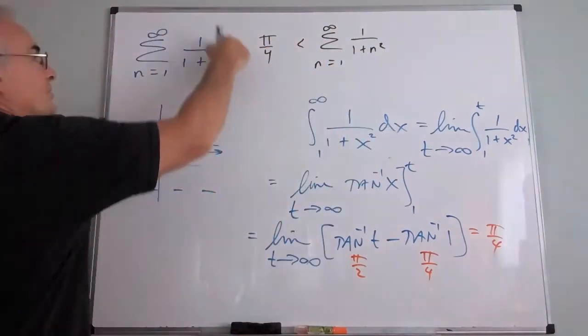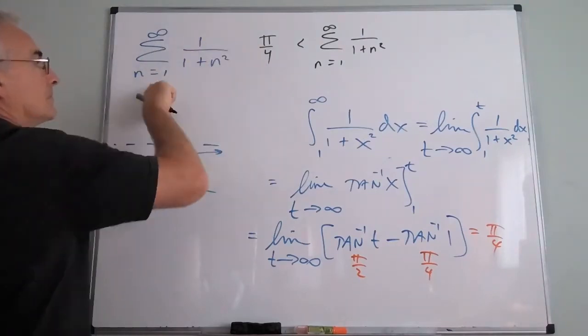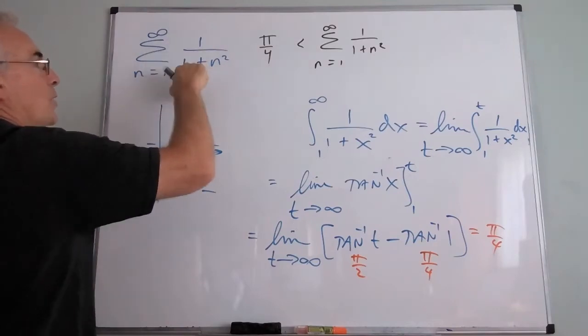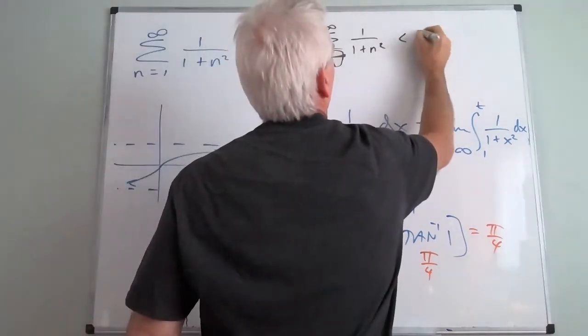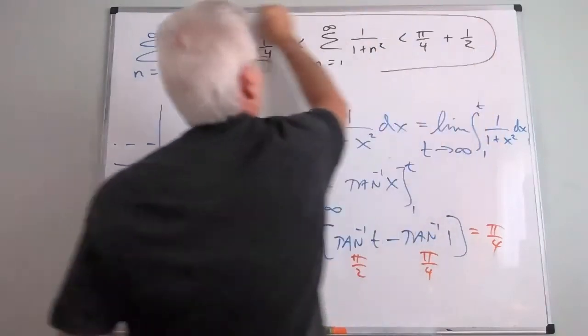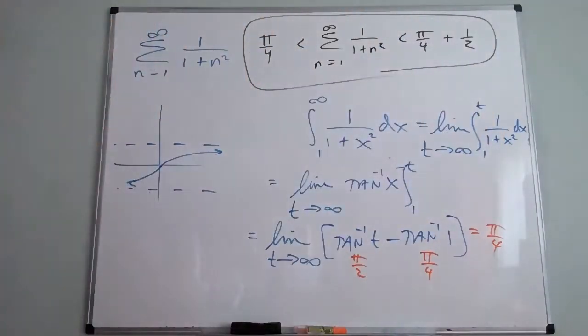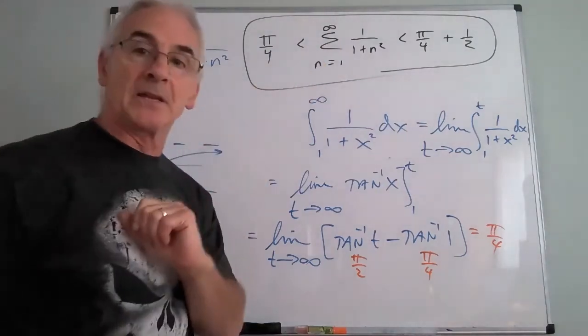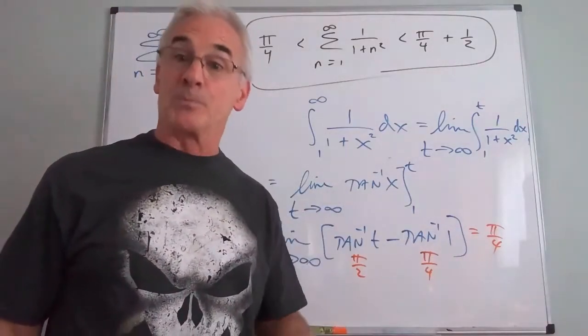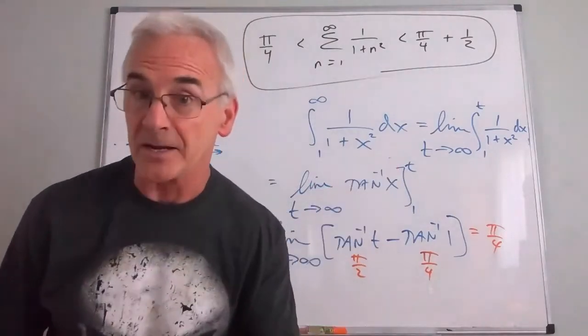What's the first term? 1/2. The first term is 1/2. This is what we just showed a moment ago. In other words, we are bounded by the value of the integral and the value of the integral plus the first term. I don't know what the sum is, but it's somewhere between pi over 4 and pi over 4 plus 1/2, which means that the sum is finite.